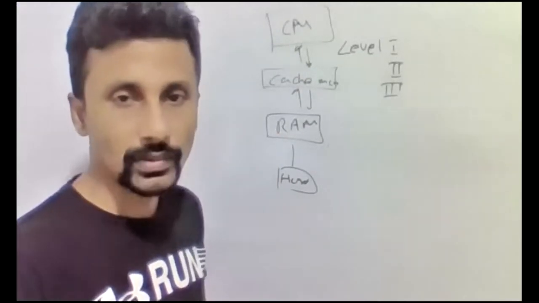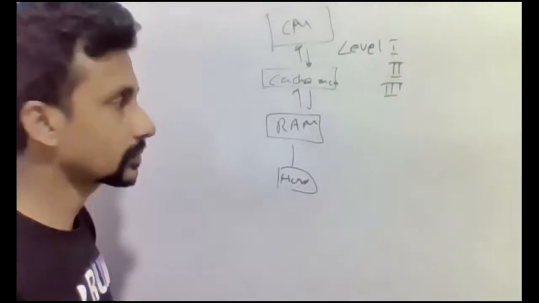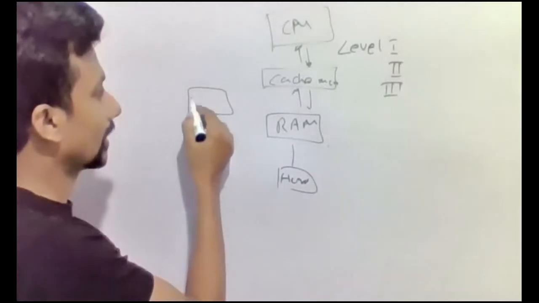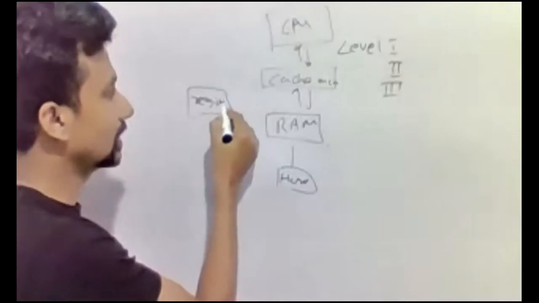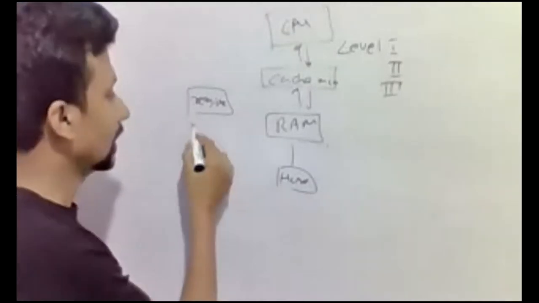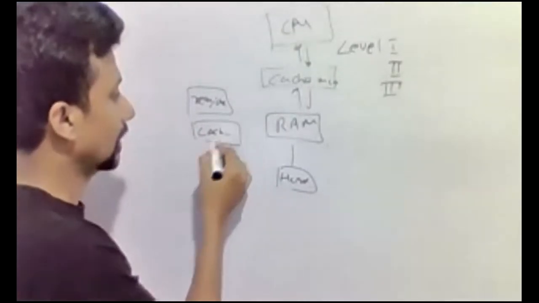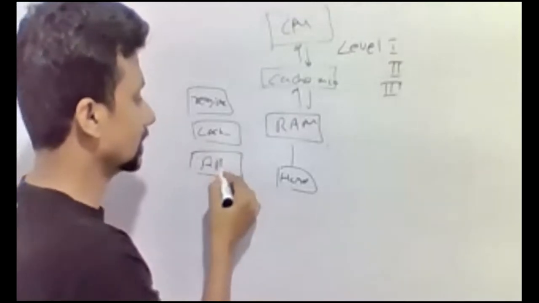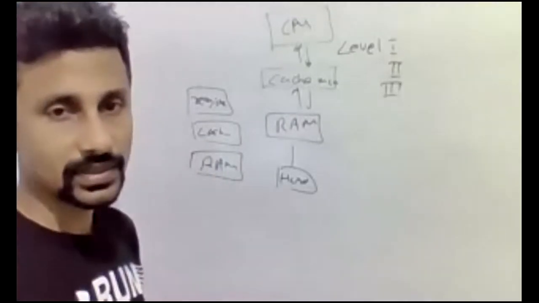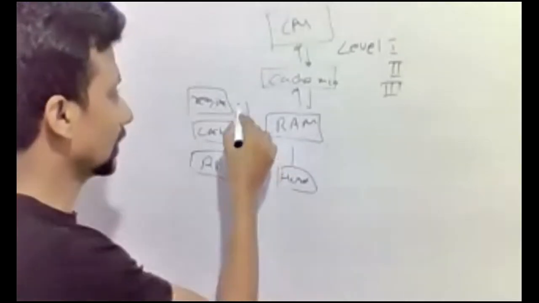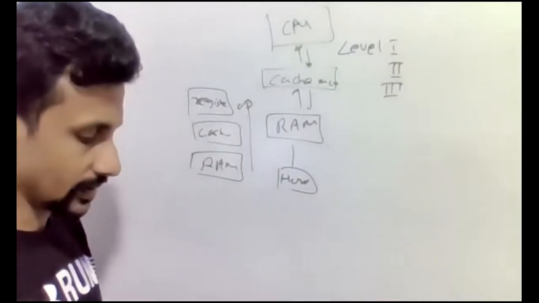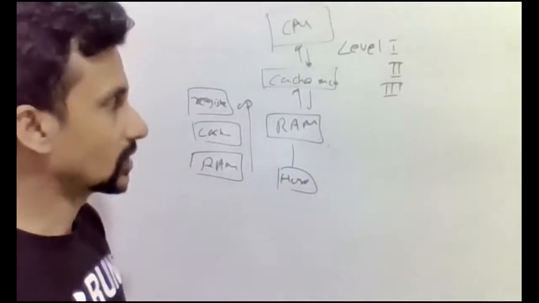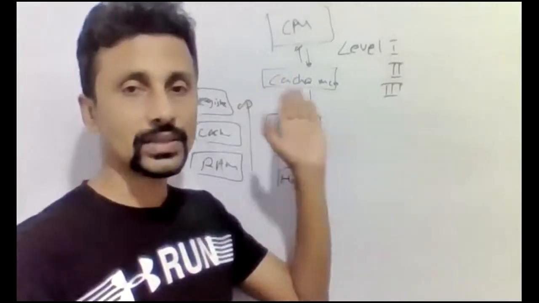If you talk about the memory hierarchy, registers are the fastest memory, then cache memory, then only RAM is coming, right? So registers and cache are the fastest. So that's why nowadays we are having cache memory.